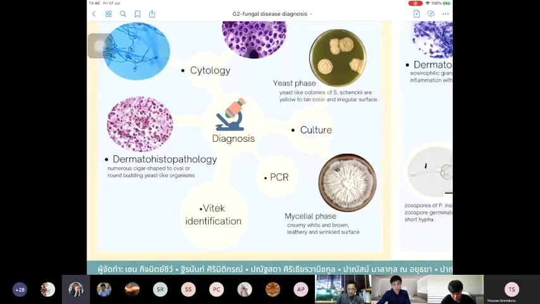3. Dermatohistopathology. A histologic section of a skin lesion shows numerous cigar-shaped to oval or round budding yeast-like organisms. PCR and other molecular identification methods can also be used to diagnose these fungi.